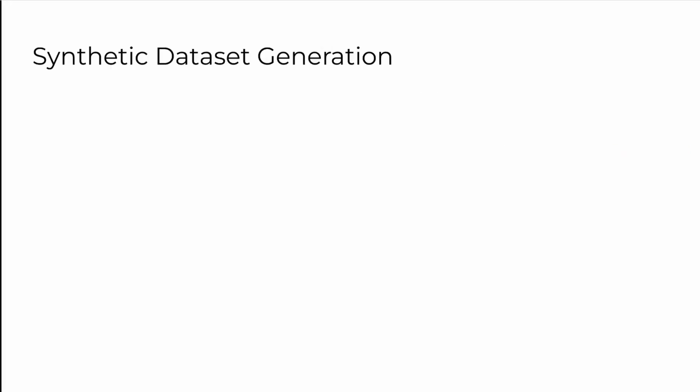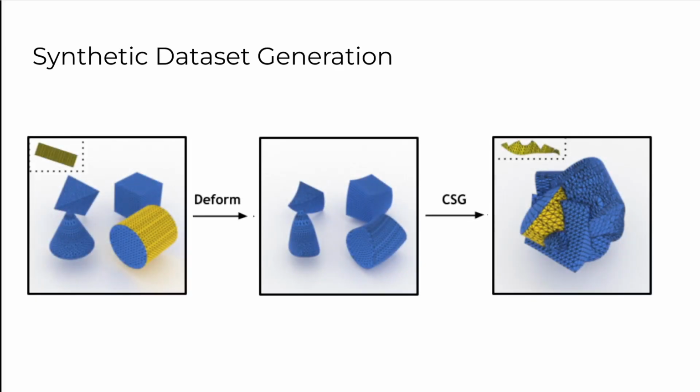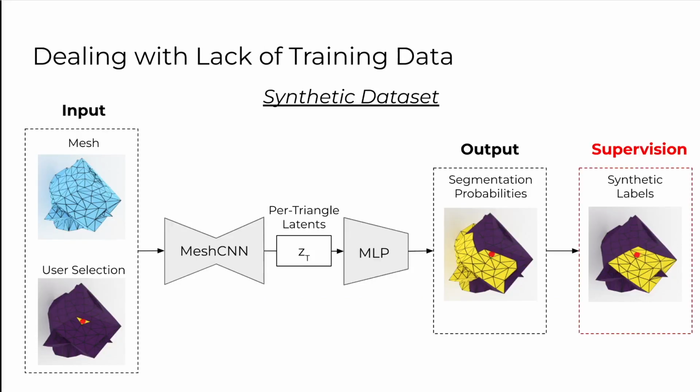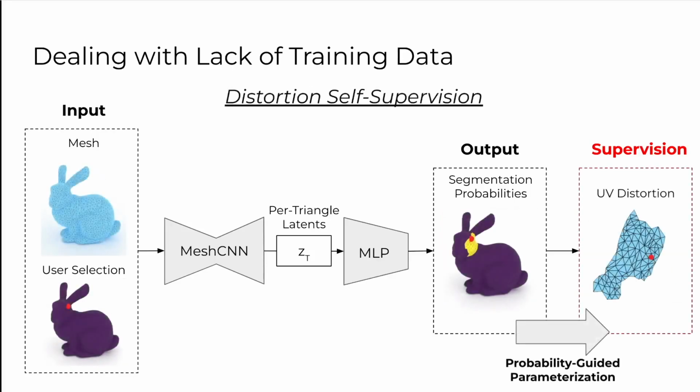Starting from simple primitives with known developable decompositions, we apply deformation and CSG operations to generate new shapes with highly variable geometries. Please see the paper for further details. Despite the high variance in geometry, the synthetic dataset doesn't really capture the distribution of natural shapes. To overcome this, we additionally develop a method for training on natural shapes without labels through a self-supervised training approach we call probability-guided parameterization.